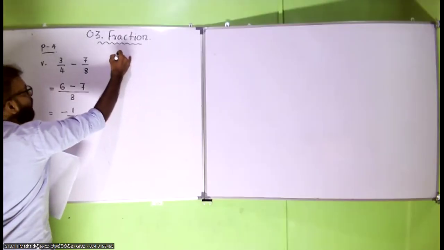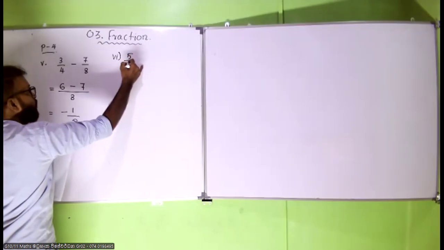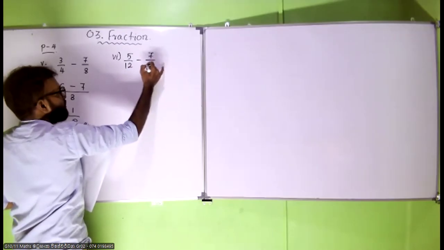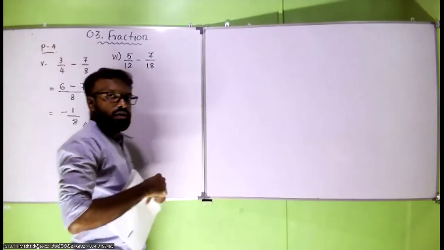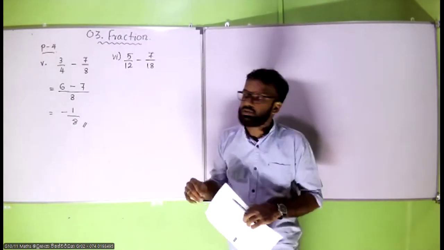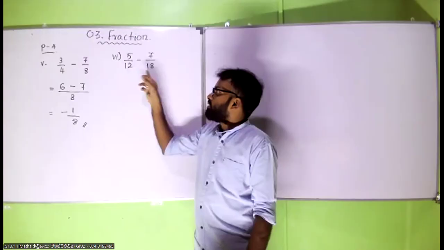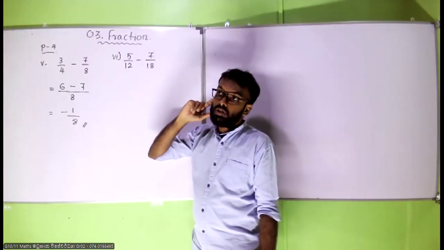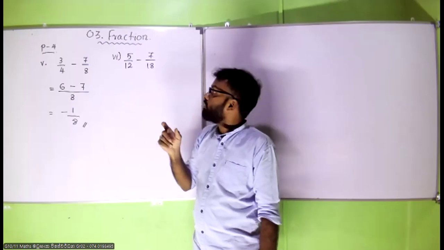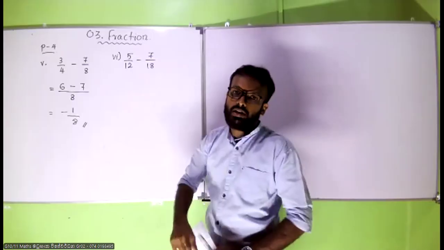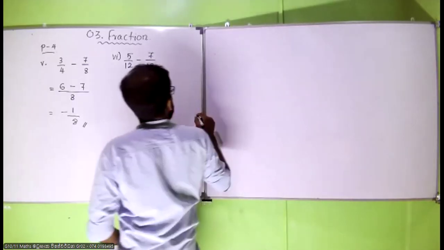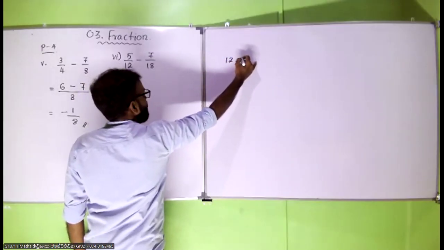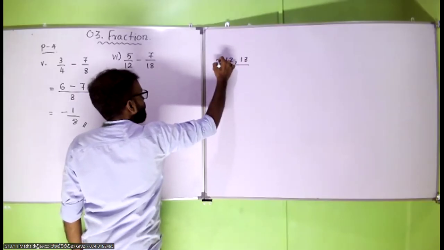Then the sixth one, 5/12 minus 7/18. So two different denominators. 12 is not a multiple of 18, 18 is not a multiple of 12, and 12 and 18 have common factors, but you do not know the LCM by sight. You have to find it. We have earlier also found that, right? So it is 36, if I remember. So you know the way how to find the LCM.